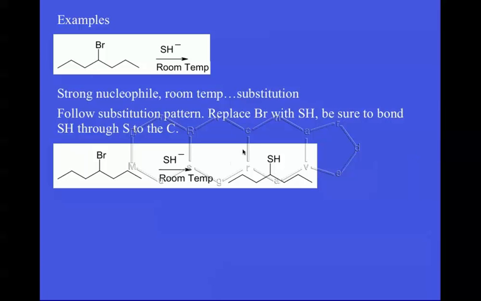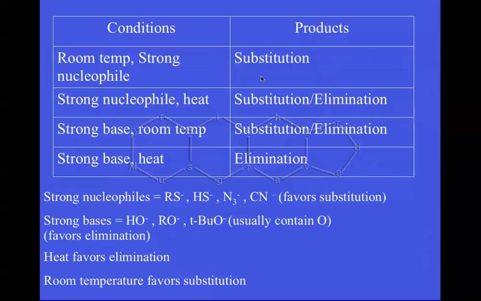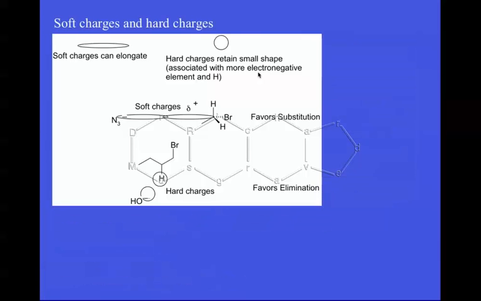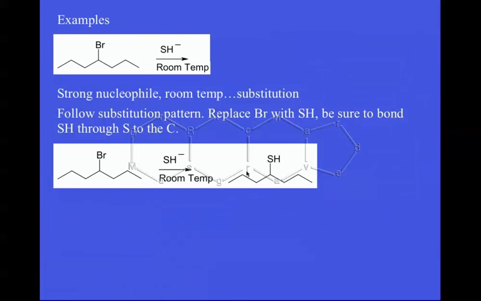Alright, so here's some examples. SH negative and room temperature. So SH negative doesn't contain an oxygen, so we're going to call that a strong nucleophile. Room temperature, so we're thinking about just substitution as being room temperature, strong nucleophile, just a substitution product. So all we're going to see is the Br being replaced with the SH.